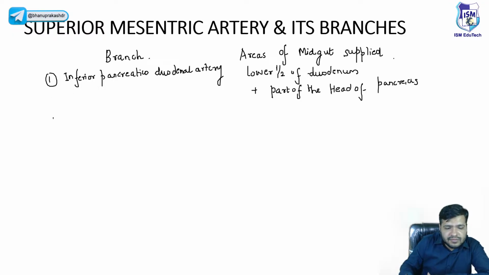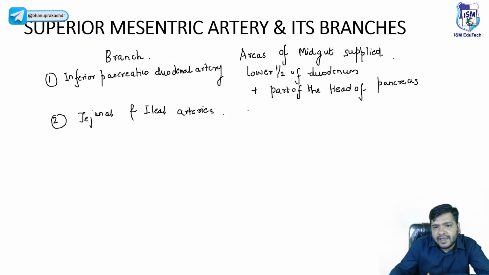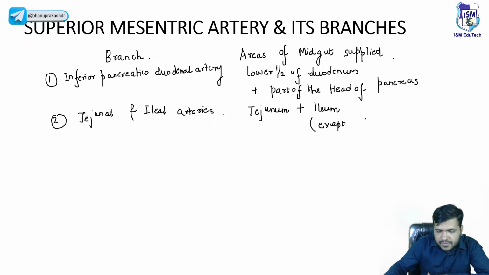Apart from that, beta, the second branch we have is the jejunal and the ileal arteries. And remember, guys, they are supplying the jejunum and the ileum, except the terminal ileum.